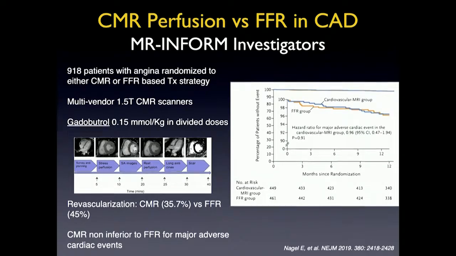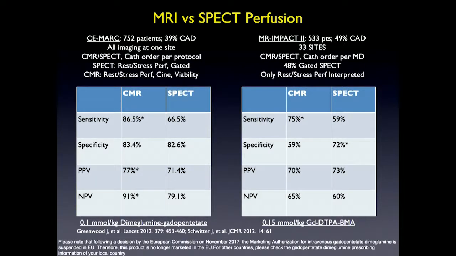And actually found that there were fewer revascularizations with the CMR-based approach. This was carried out, again, with 0.15 millimoles per kilogram total dose of gadabutrol. And then some of the better-known papers for CMR perfusion.